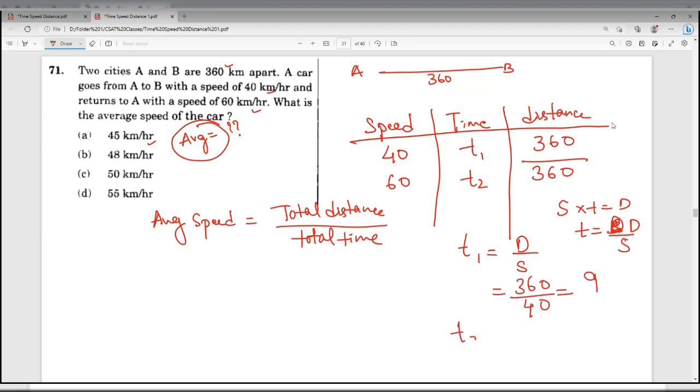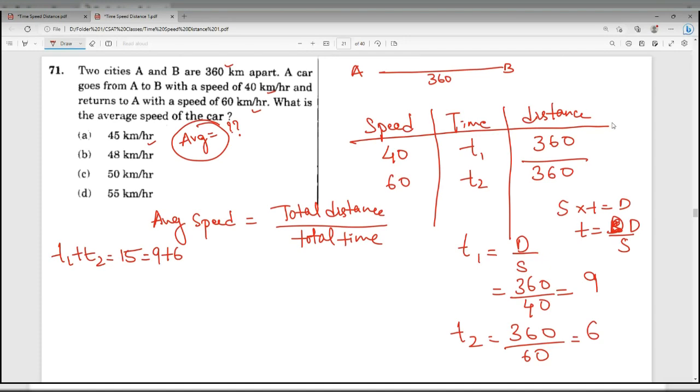And T2 is equal to 360 divided by 60, that is 6. So we have total time, T1 plus T2, is equal to 15 hours. That is 9 plus 6, 15 hours.